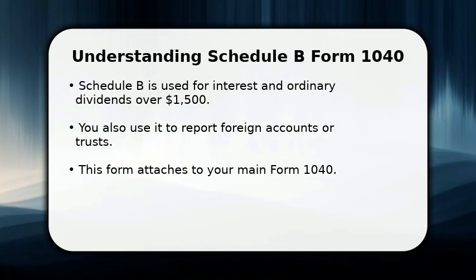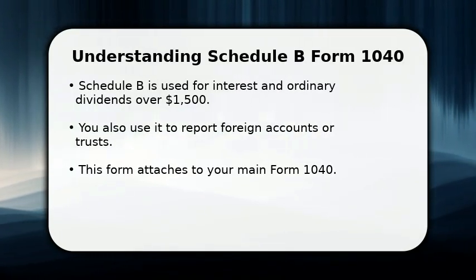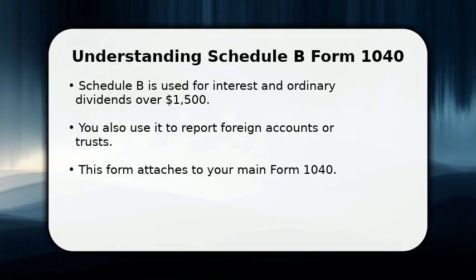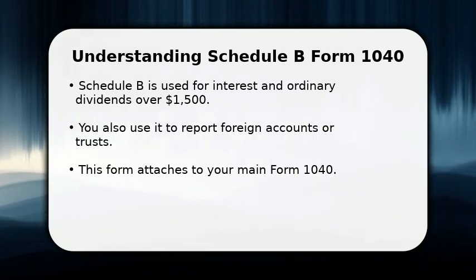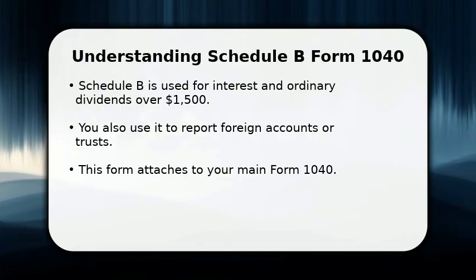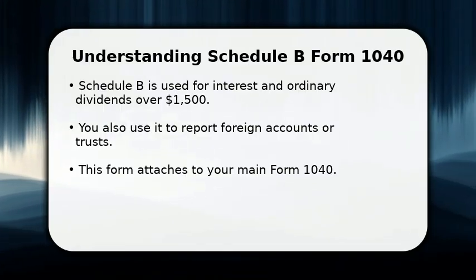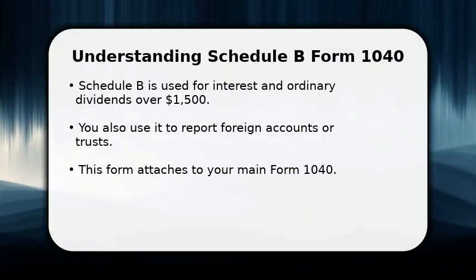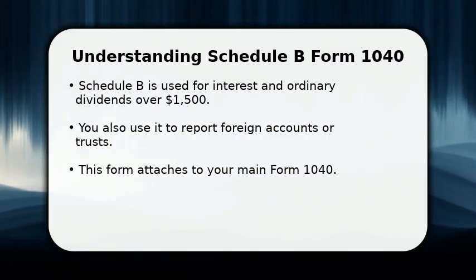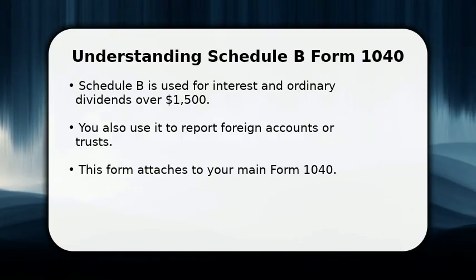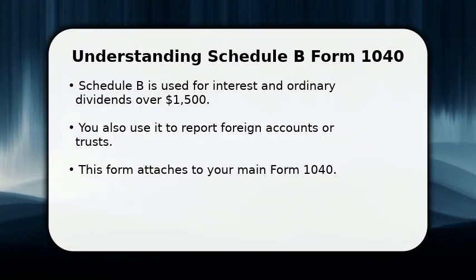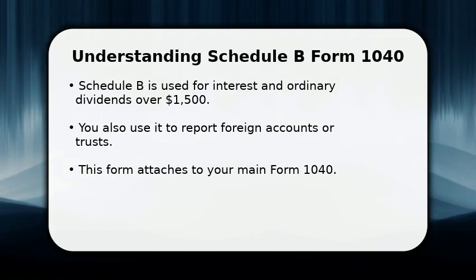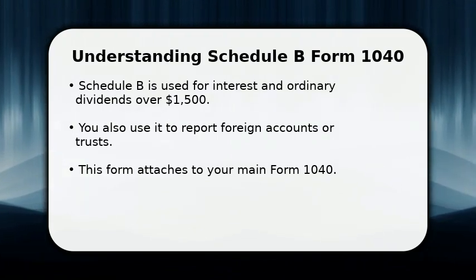In this video, I will explain how to fill out Schedule B Form 1040. First, understand that Schedule B is necessary if your interest or ordinary dividend income exceeds $1,500. It's also required if you have a foreign bank account or a financial interest in a foreign trust. This form helps the IRS track specific types of income and international financial activities, ensuring accurate reporting on your main Form 1040. Let's dive into the details.